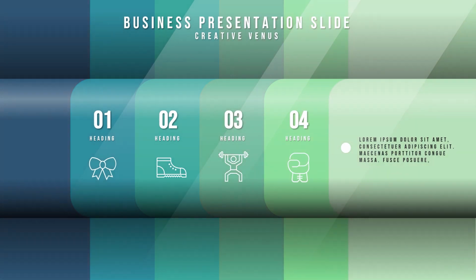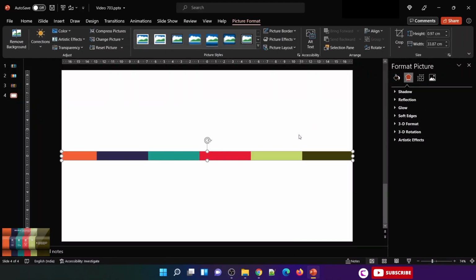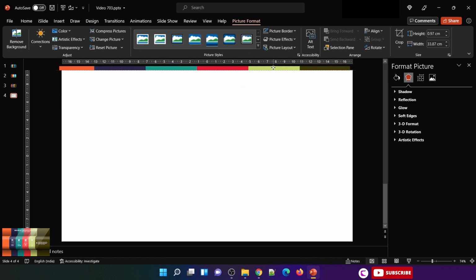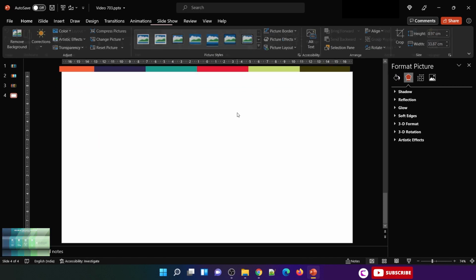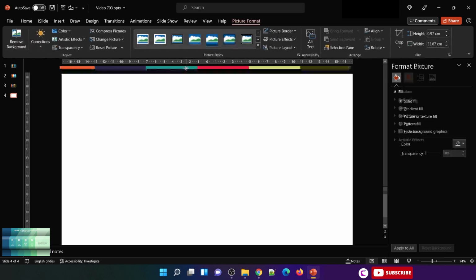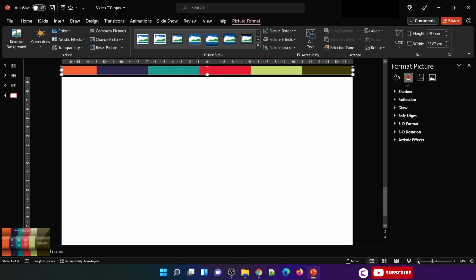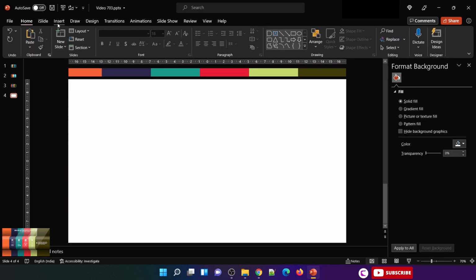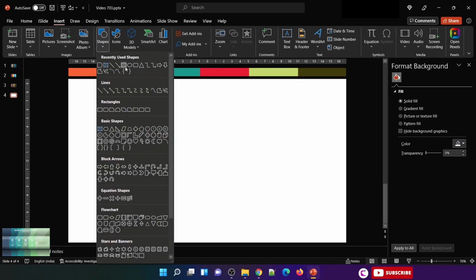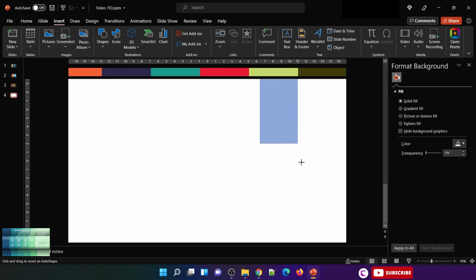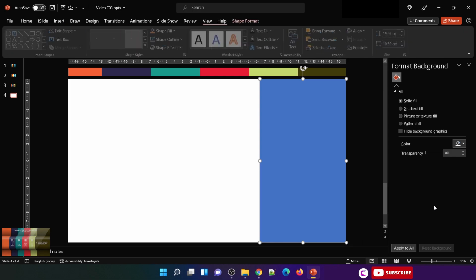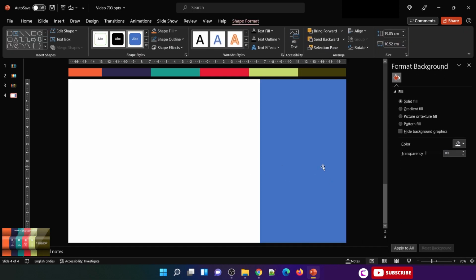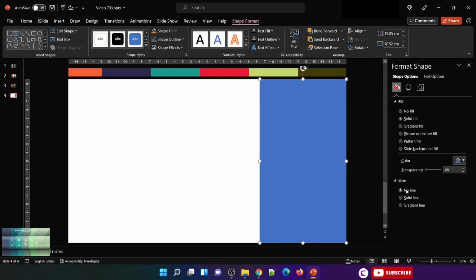And today we will learn this 4 steps business infographic design. So let's begin with the tutorial. So we have already placed our color palette at the top and we have 6 colors in it. So slightly arrange the slide and insert a rectangle and draw it like this. Make sure you have removed its outline.